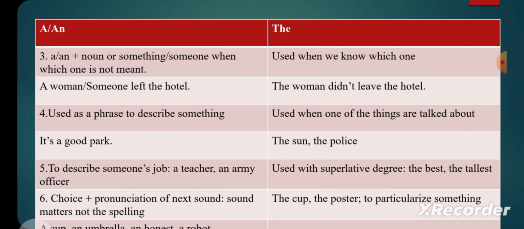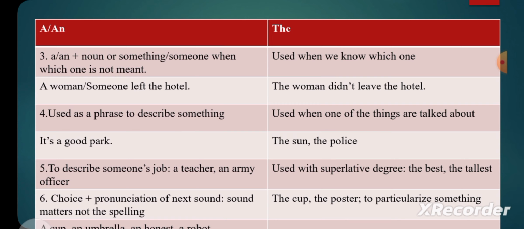The is used when one of the things is talked about, like the sun. Or you may also say in easier words that when there is only one of the things we are talking about, we use the. The sun was going down. A drive in the country would be nice.